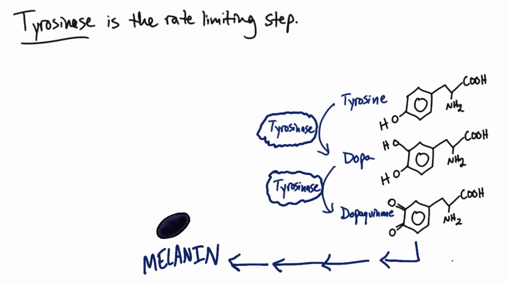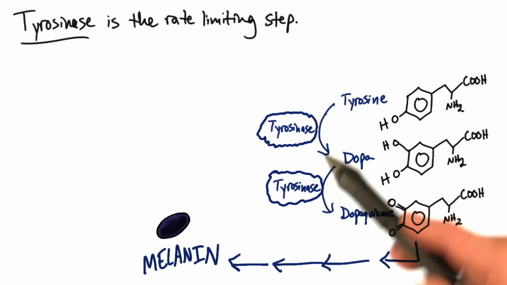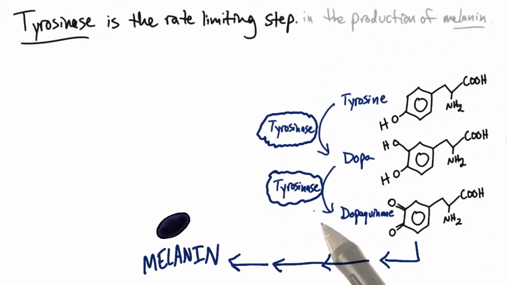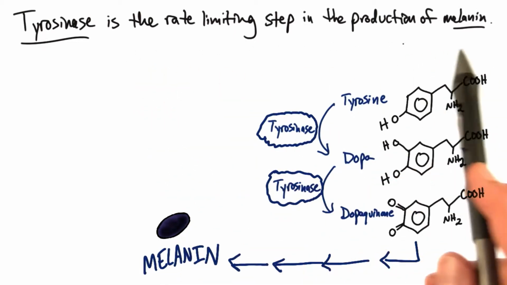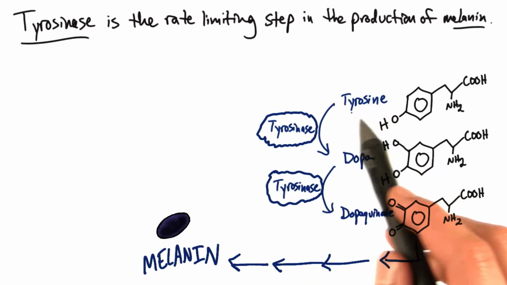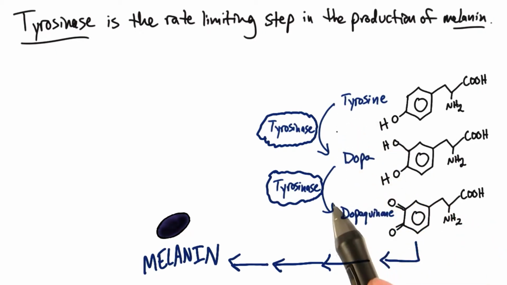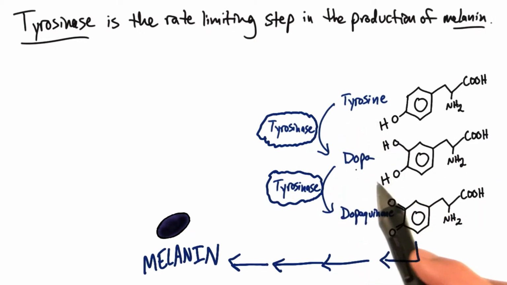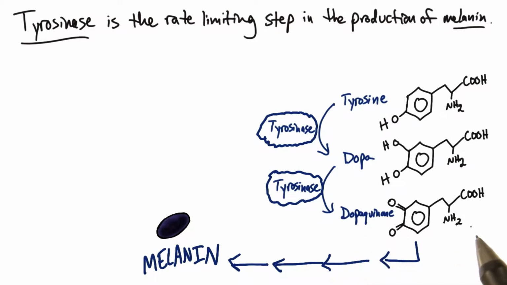So why do we care about a variation in a protein or enzyme called tyrosinase? Well, tyrosinase is the rate-limiting step in the production of melanin. There are many steps to making the pigment melanin. And some of the first are converting a molecule called tyrosine, actually tyrosine, the very amino acid we've learned about and is in our amino acid alphabet, into another molecule called dopa, and from dopa into dopaquinone.